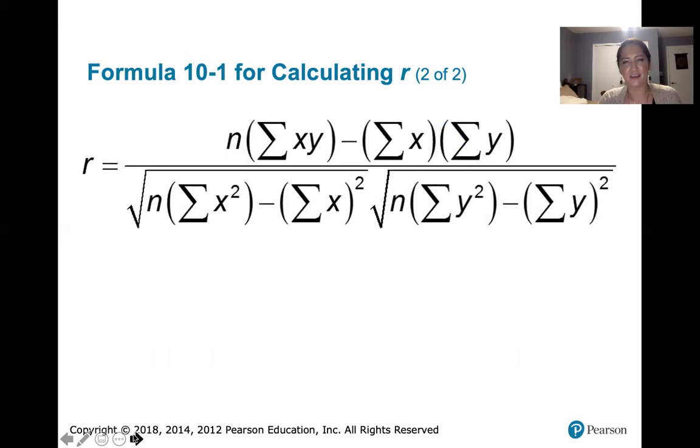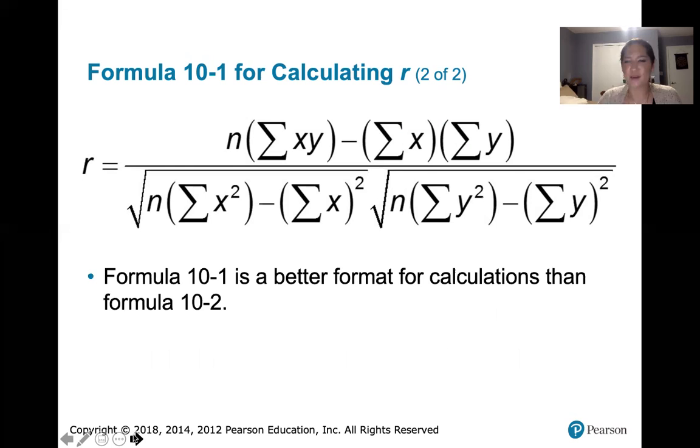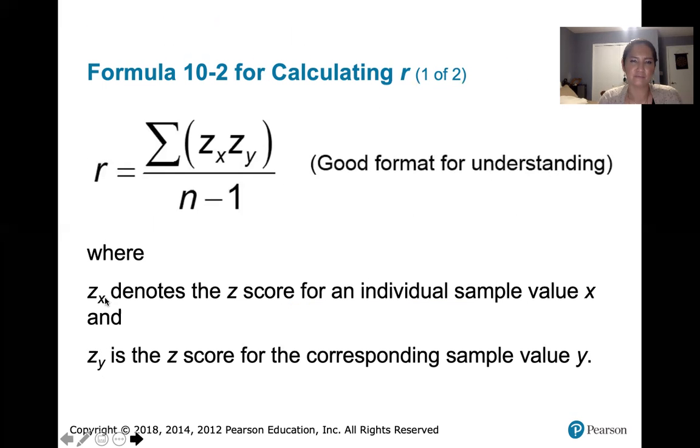Another way is to use this formula. Now, I know this formula looks a mess. It looks hard, but it's actually much better for calculations than formula 10-2. This was the formula used for hand calculations before we had all of the technology we have today. Someone said, okay, we can come up with these z-scores, which are often numbers between approximately -3 and 3 most of the time, right? And then we would have a number of decimal places. You'd have some decimal here and some decimal here. You'd have to multiply those together and then add and then divide by this n-1.